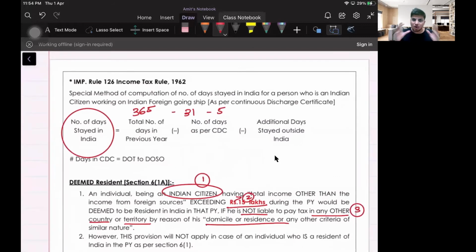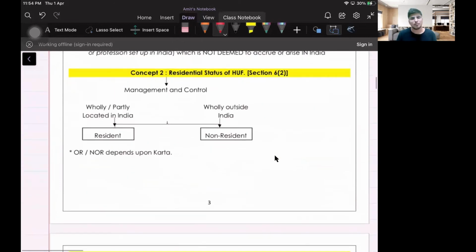clear with all the provisions of residential status of an individual. Then we will move on with the residential status of HUF. In residential status of HUF, you will have to see the management and control: whether the management and control is wholly or partly located in India. If the answer is yes, then you are a resident. If it is wholly outside India, meaning not even 1% is in India, then you are a non-resident. Wholly or partly in India, then resident. Wholly outside India means there is no connection with India at all. In that case, you are a non-resident. But they said for HUF, resident and non-resident is not sufficient.